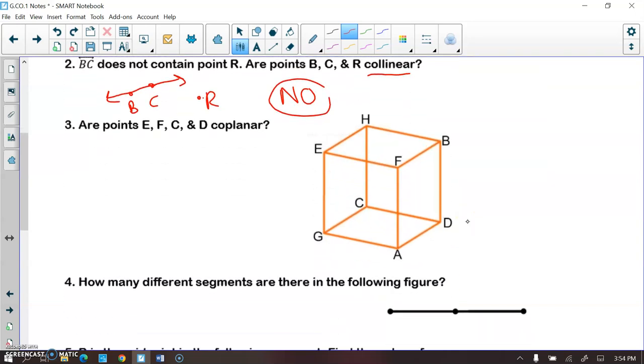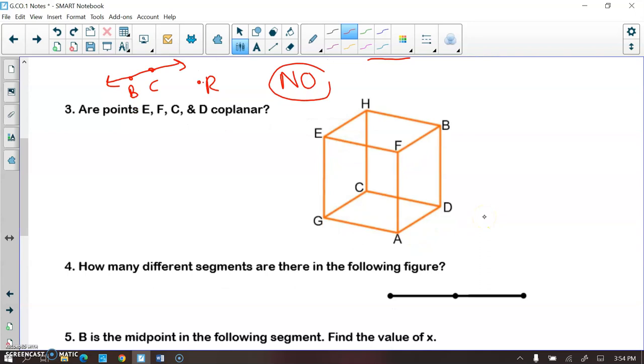Are E, F, C, and D coplanar? This one's tricky. E, F, C, and D may look like they are not on the same plane. However, they are. They are on this plane here. Yes.